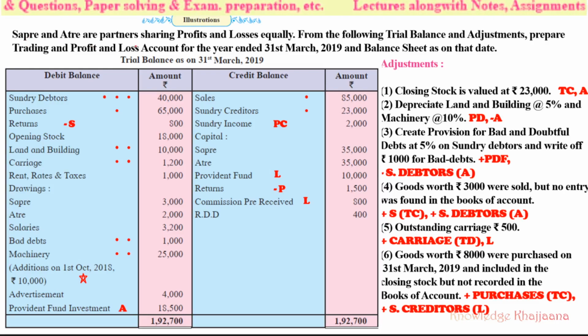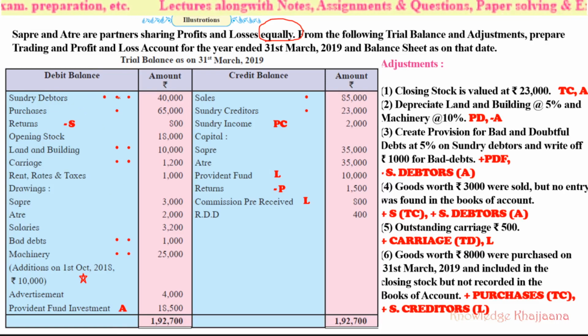Sapre and Atre are partners sharing profits and losses equally. This is an important thing. From the following trial balance and adjustments, prepare the trading and profit and loss account for the year ended 31st March 2019 and the balance sheet as on that date. Okay, I will just tell you where the things will be posted or recorded. I won't make a column over here.